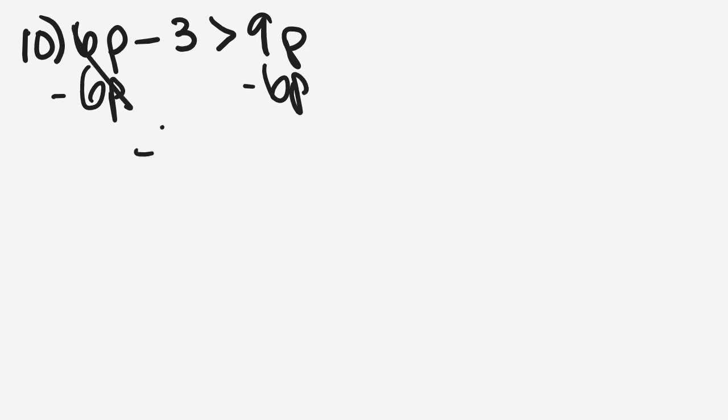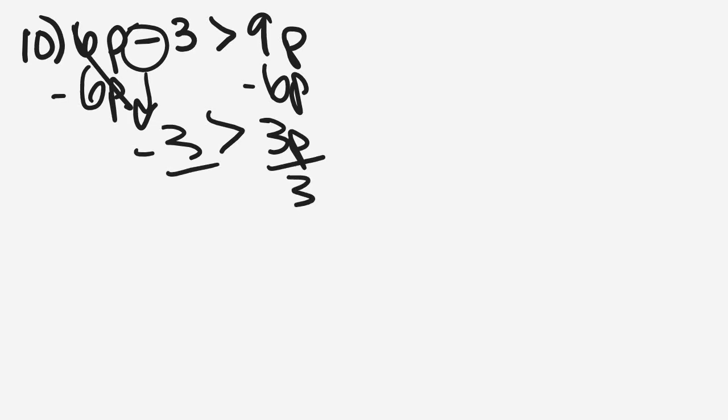These two cancel out. Don't forget that minus in front of that 3. It's still there. And then 9p minus 6p is going to be a 3p. Now 3 times p means that the p is still not by himself. So we've got to divide out that 3. We do the opposite of multiplication. So that's going to be negative 1 is greater than p.